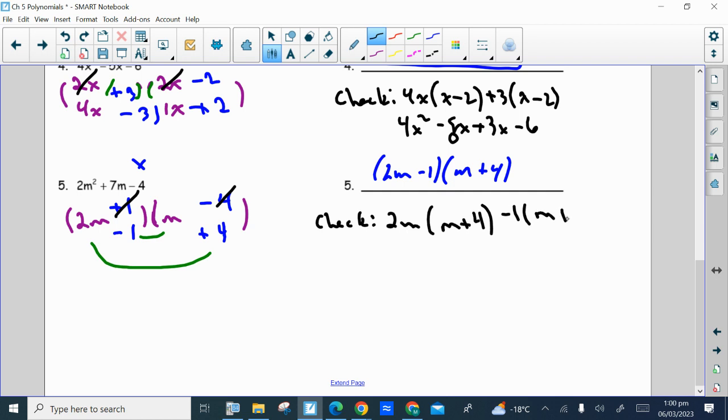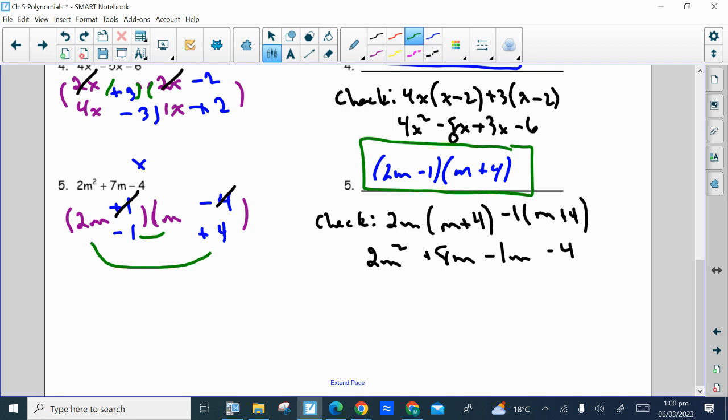So 2m times m is 2m squared. 2m times 4 is positive 8m. Negative 1 times m is minus 1m. And negative 1 times 4 is minus 4. 8m take away 1m is 7m. That's the right middle term. We've also got the 2m squared at the start that we needed, the minus 4 at the end. We have just shown that these factors are correct. They do work.